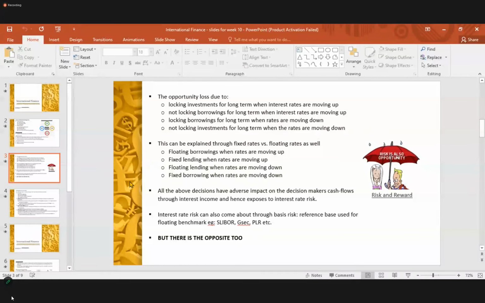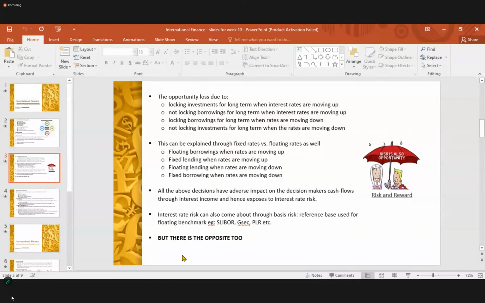These are short-term benchmarks. For example, SLIBOR, the Sri Lanka Interbank Offer Rate. That's an overnight rate. It's a short-term benchmark. For government securities, usually they benchmark 3 month securities, or even 1 year securities if it is a very long-term instrument. Otherwise, 3 month government securities or prime lending rate, PLR, which is a weekly indicator, right?